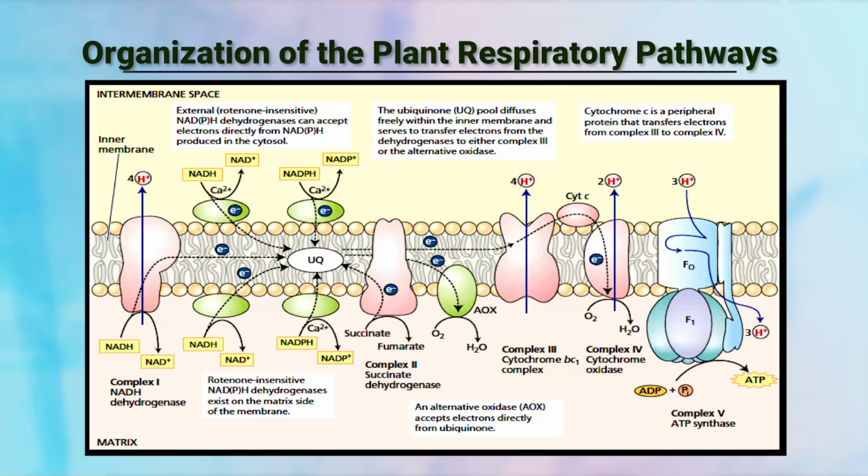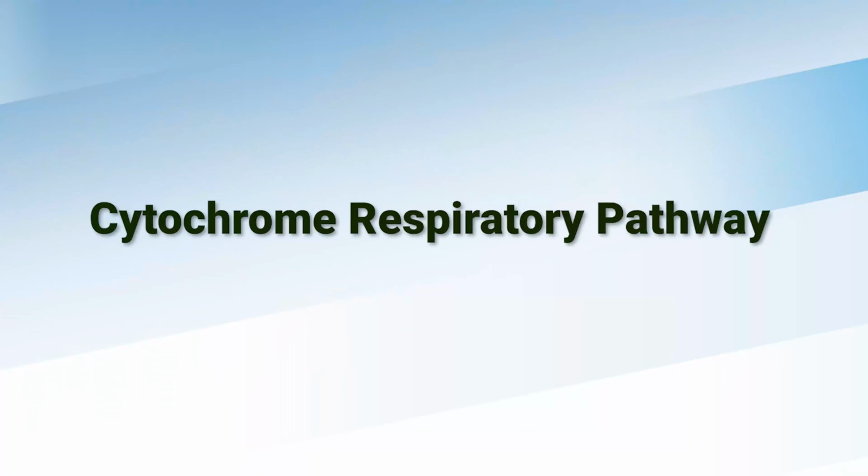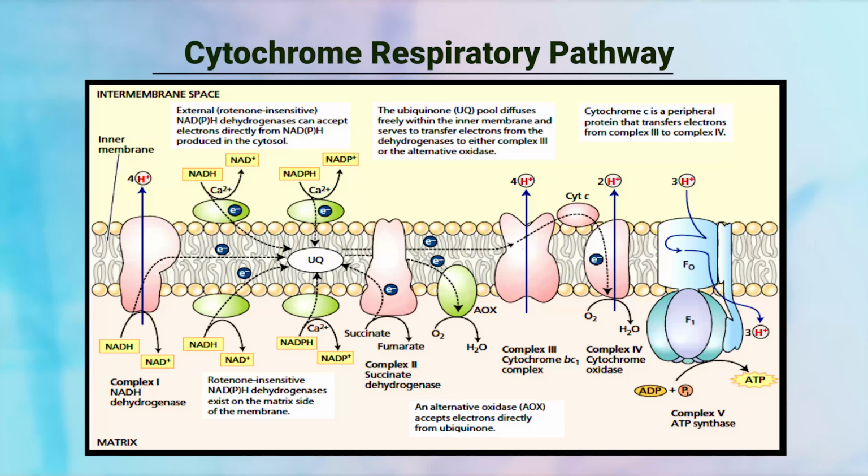Hello viewers, today we will talk about the alternative respiratory pathways in plants. This figure shows the organization of all the different respiratory pathways present in plant mitochondria. As we can see, the respiratory electron transport pathway of plant mitochondria comprises the cytochrome pathway and an alternative pathway.